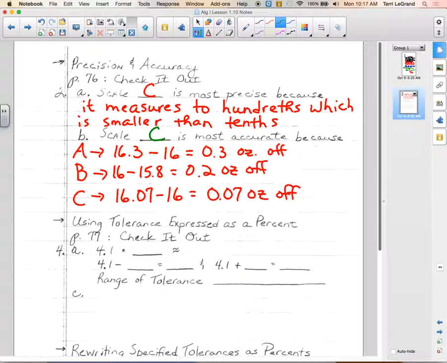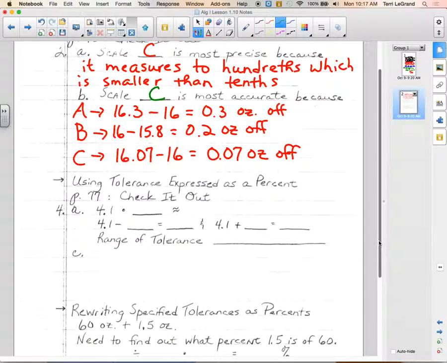One can be more precise and one can be more accurate, but in this case, scale C won both of the labels. Yay! Okay. So scale C is most accurate, and we show it right here. There's our work proving it. We don't just say which one's most accurate, we prove it.